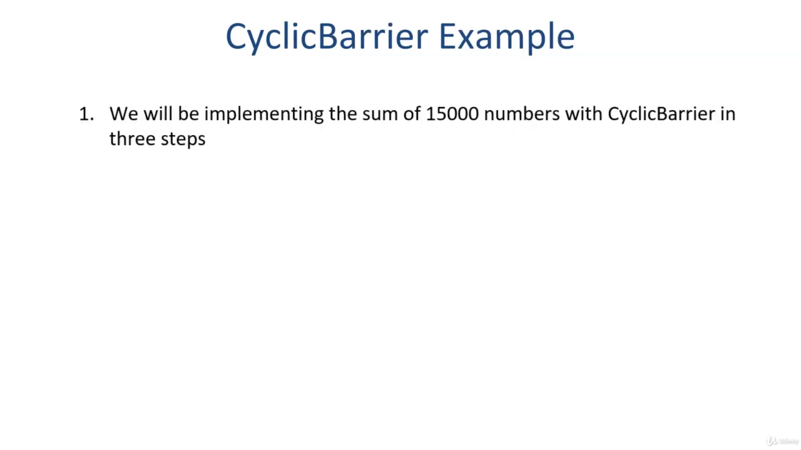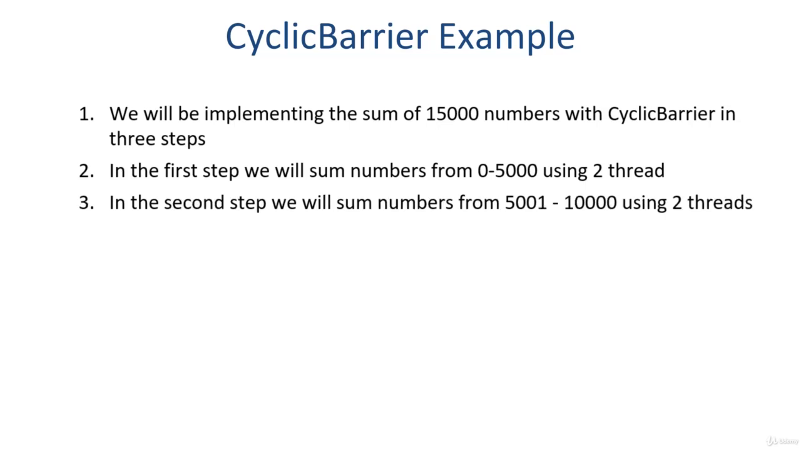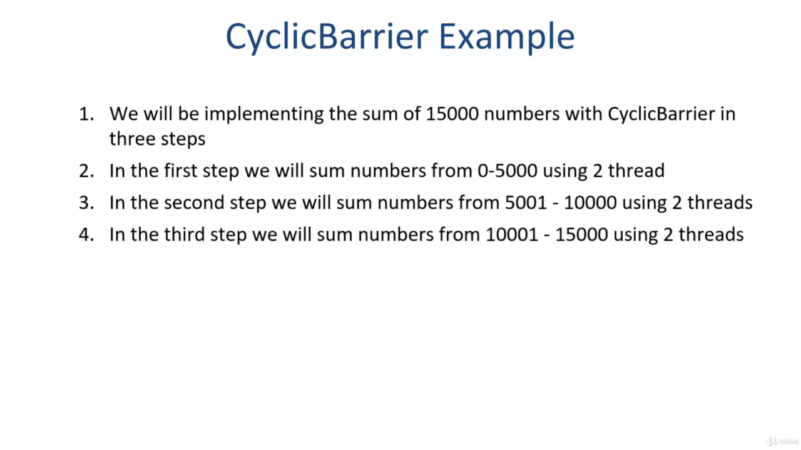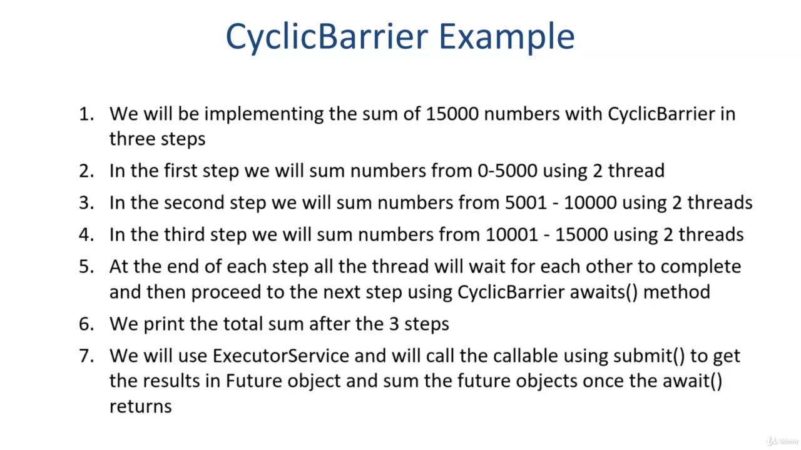Cyclic barrier example: we'll be implementing the sum of 15,000 numbers with cyclic barrier in 3 steps. In the first step, we will sum numbers from 0 to 5,000 using 2 threads. In the second step, we will sum numbers from 5,001 to 10,000 using 2 threads. In the third step, we will sum numbers from 10,001 to 15,000 using 2 threads. At the end of each step, all the threads will wait for each other to complete and then proceed to the next step using cyclic barrier's await method. We will print the total sum after the 3 steps.